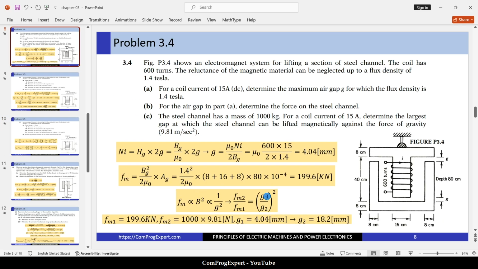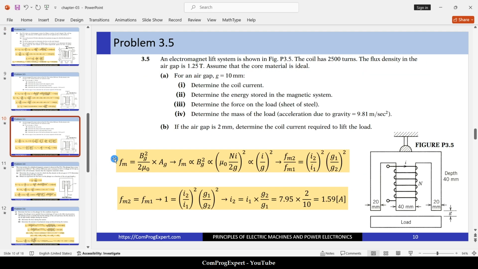In the previous problem, the value of the current was the same for both cases. In this case, we change the value of both current and air gap. So we have this equation in general. The force for the second case divided by the force for the first case is (I2 divided by I1) to the power 2 times (gap 1 divided by gap 2) to the power 2.